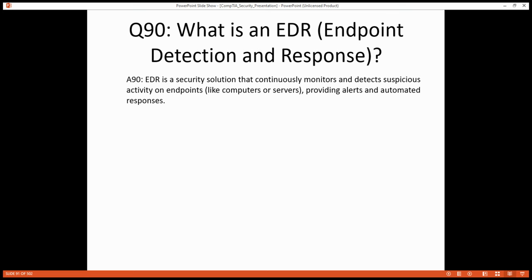Q90. What is an EDR, endpoint detection and response? A90. EDR is a security solution that continuously monitors and detects suspicious activity on endpoints, like computers or servers, providing alerts and automated responses.